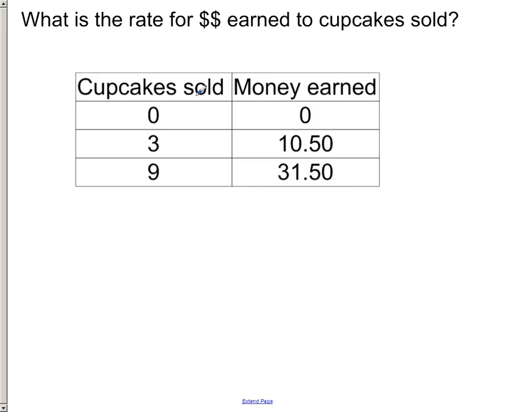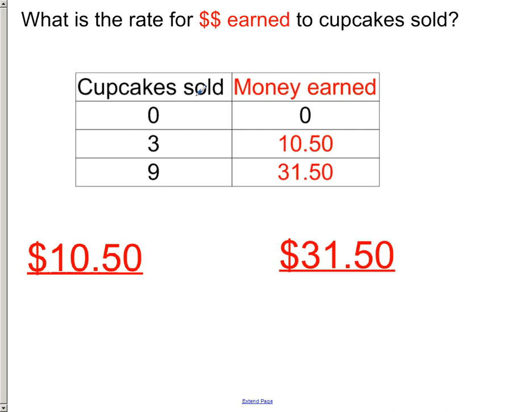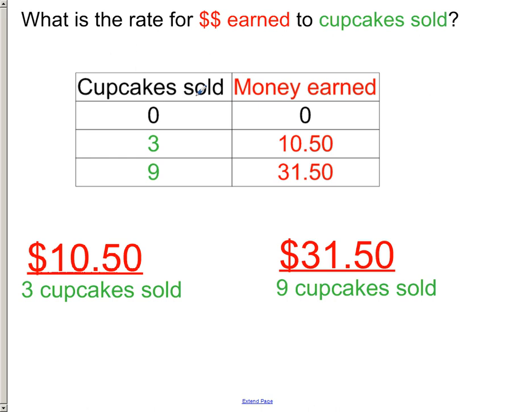Now, what about this one right here? We see the 0, 0 on that table, so we'd want to avoid that. What's the rate for money earned to cupcakes sold? So we want money first and then cupcakes sold. So take a look at money earned. It's the 10.50 and the 31.50, okay? So we can set those up right there. And what about the cupcakes? 3 cupcakes for the $10.50 and 9 cupcakes for the $31.50. So we could slide them into the proper spots. You could use either one of those rates. Again, just make sure that you actually label your rates.